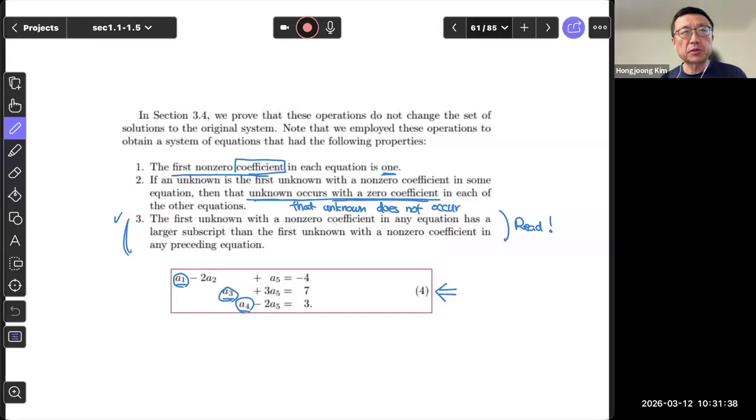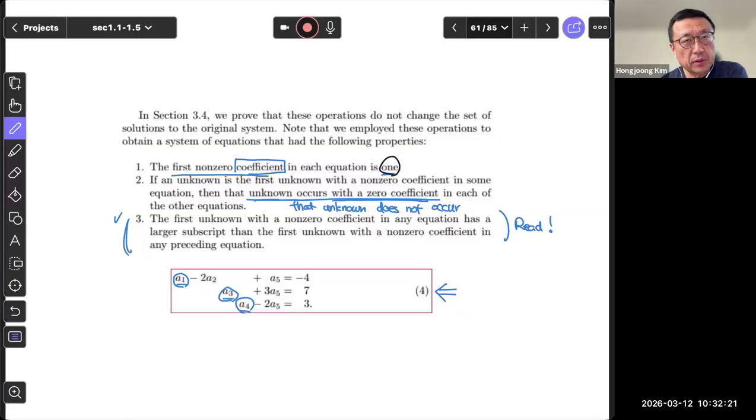First, the first non-zero coefficient in each equation is 1. Then, if an unknown is the first unknown with a non-zero coefficient in some equation, that unknown appears only in that specific equation. In other words, that unknown does not occur in the other equations, so it occurs with a zero coefficient in each of the other equations, right?